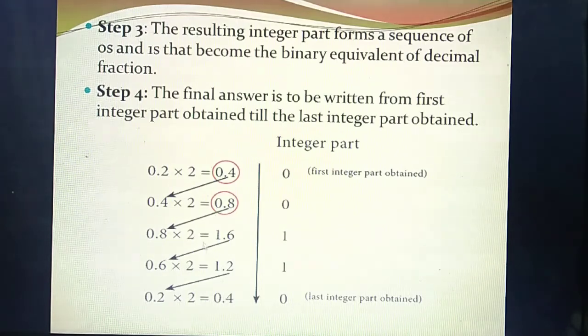Then 0.8 into 2, the answer you are getting is 1.6. So see the integer part. What is before the point, what value is there? 1. So you should write here a 1. That's the first part.